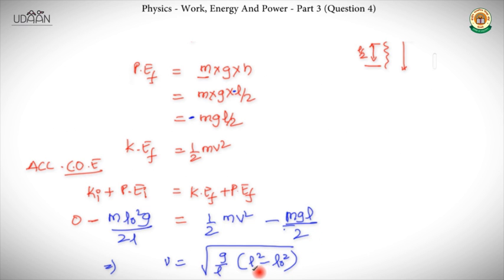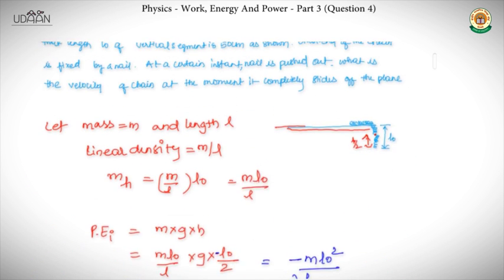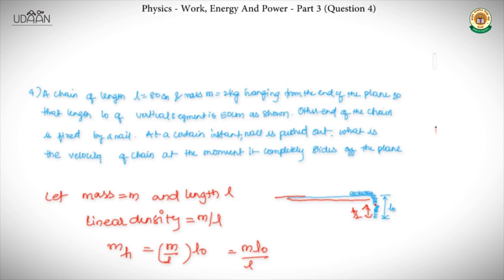As we have the values l equal to 80, l naught equal to 50, g equal to 10, we will be getting the final velocity equal to 2.23 meter per second. So, students, he has solved this question by taking the center of mass of the chain which is hanging below the level as a negative potential energy.